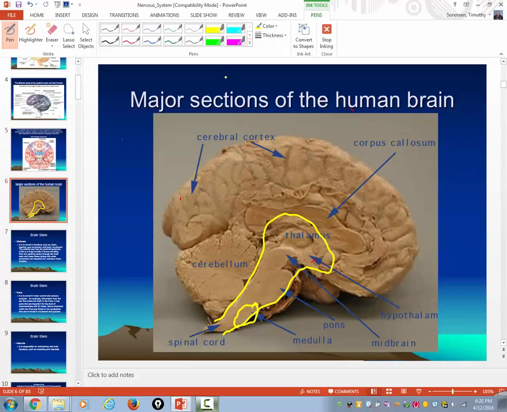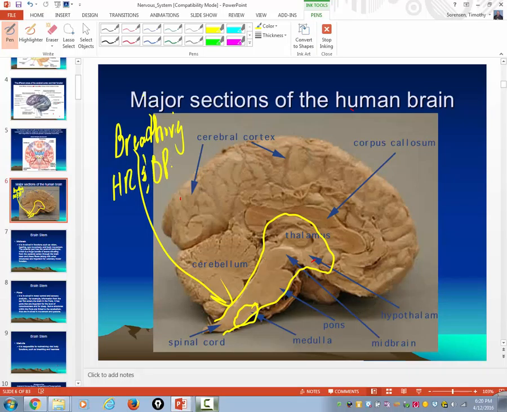The lowest portion of the brainstem is the medulla, or medulla oblongata. No worries for the rest of your days. Better write this down. The medulla oblongata controls breathing, as we discussed in the respiratory system. Remember? Also, it controls heart rate and blood pressure. So damage to the medulla will affect breathing, heart rate, and blood pressure.